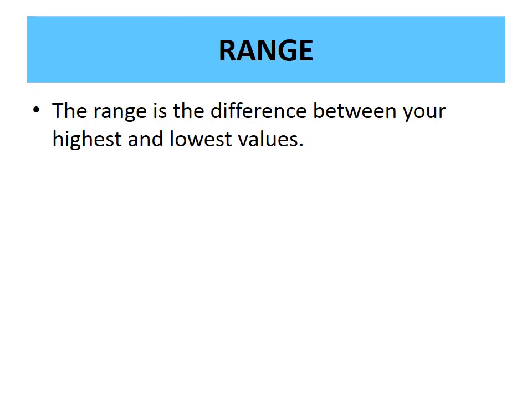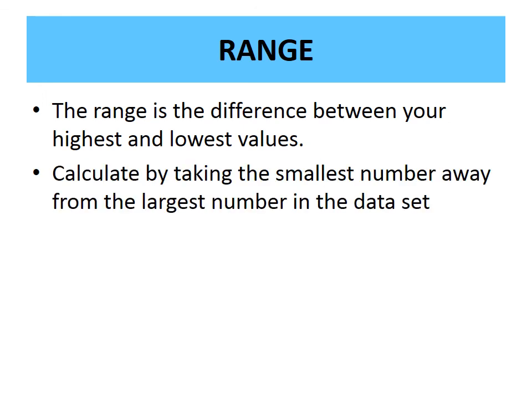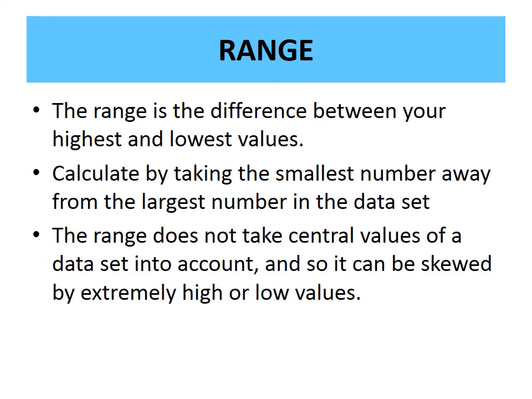Now the range is the difference between your highest and lowest values. It's calculated by taking the smallest number away from the largest number in your data set. The range doesn't take central values in the data set into account, so it can be skewed by extremely high or extremely low values.